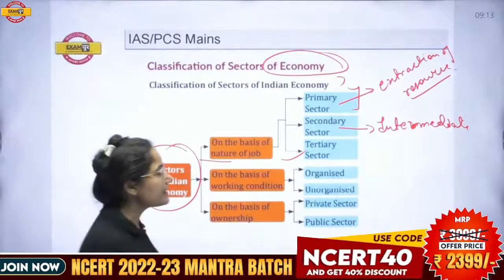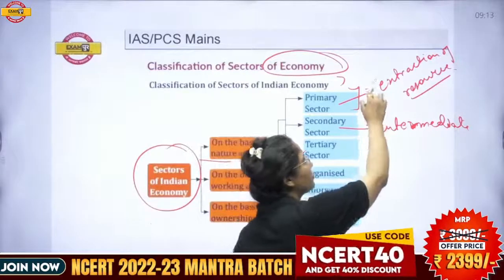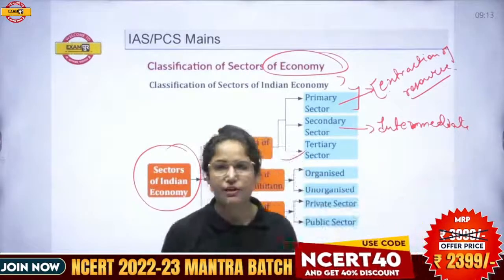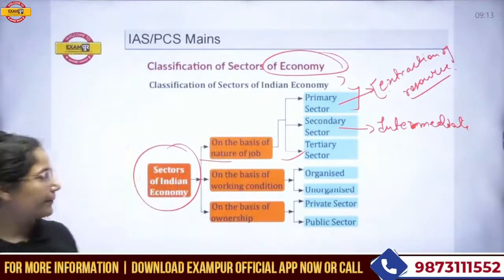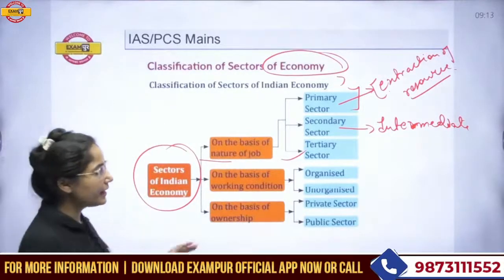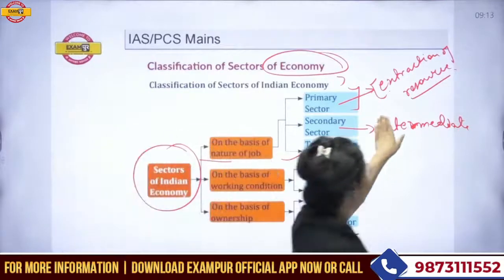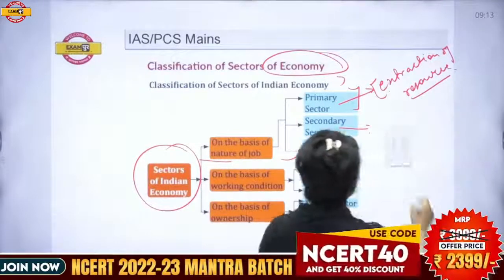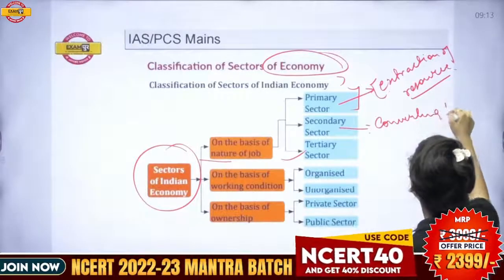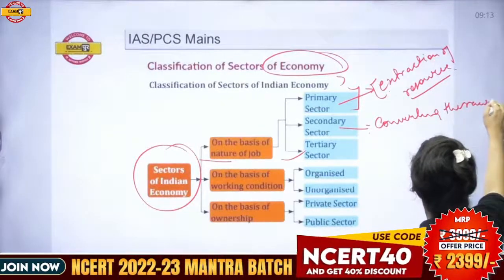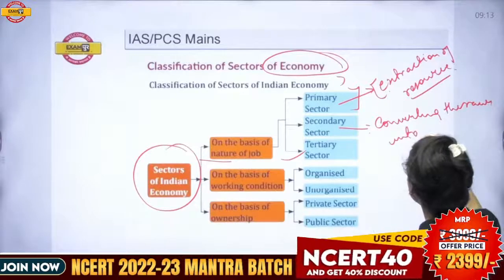Okay, next point, this is the initial extraction of the resources. We are making the direct extraction of the resources, the things which are undertaken under the sector. Secondary part, this is the intermediate, converting the goods like raws into finished goods.